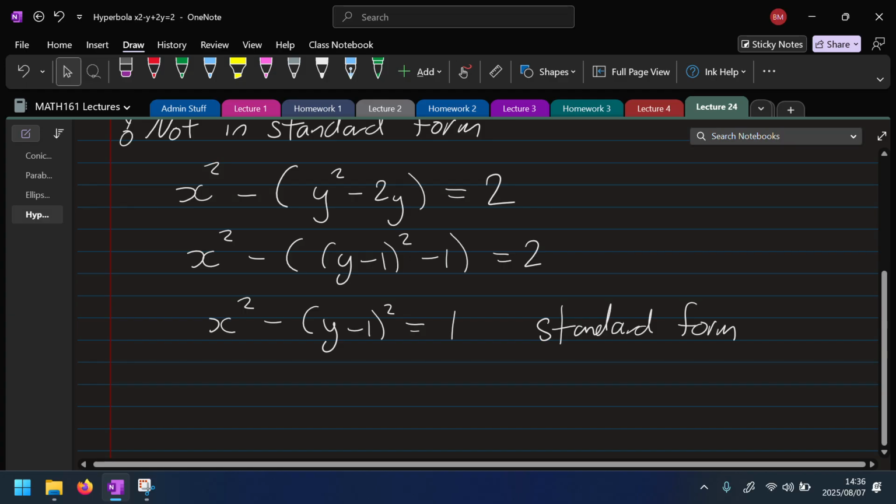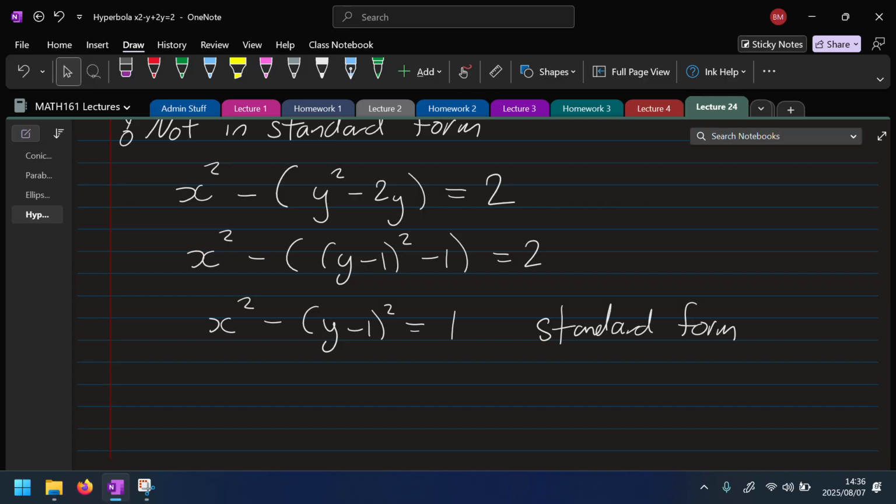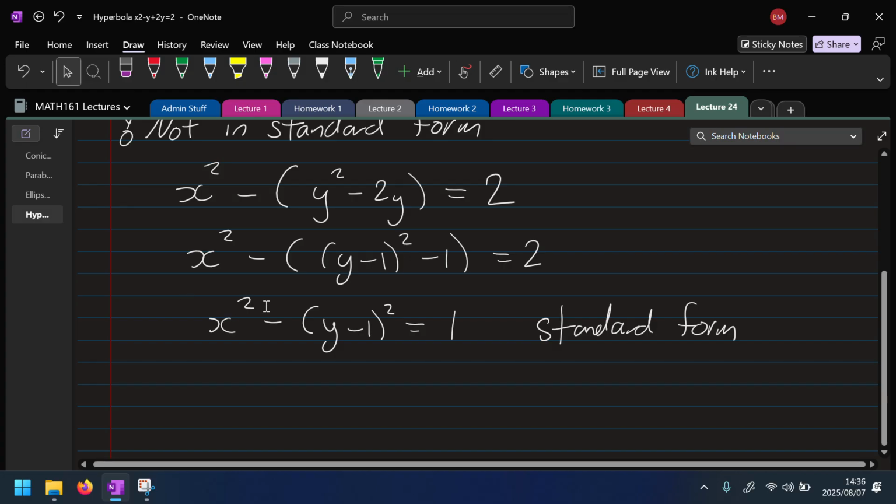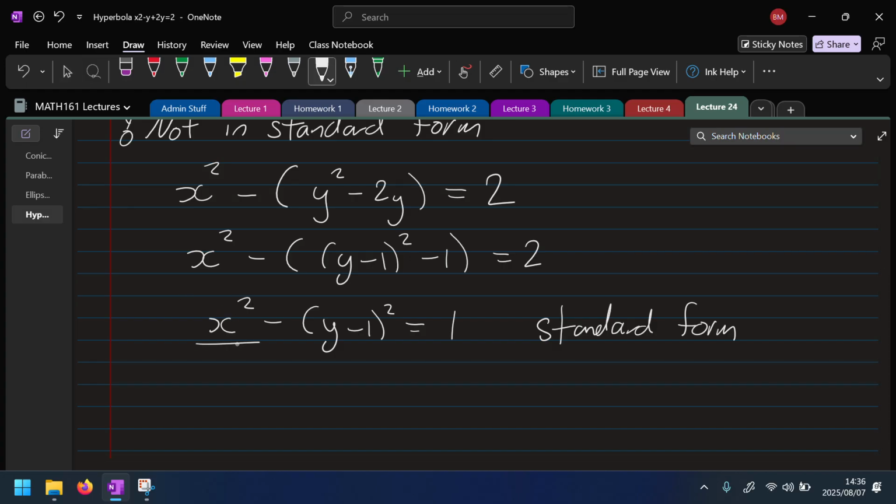Okay. And from the standard form, we see that x is not shifted, so that stays where it is, but y is shifted up by 1. So whatever points we get, vertices, focal points, asymptotes, all of those, once we've found them, we need to shift them up by 1. So you find them in the normal way, and then shift up. Also, notice that these are just divided by 1. So a squared and b squared are both 1 in this case.